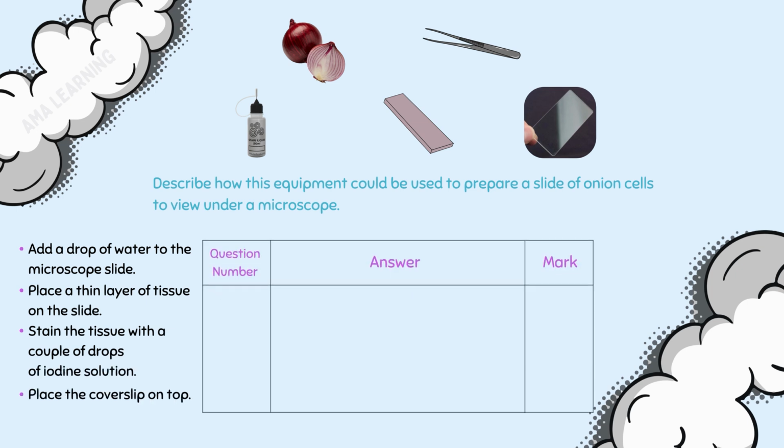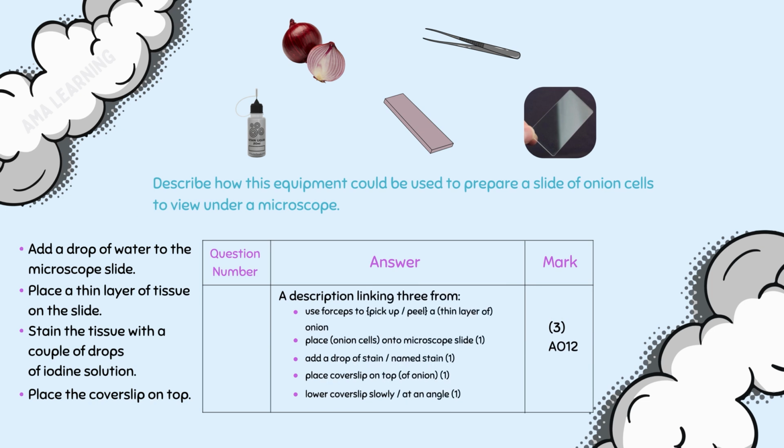Now here's the mark scheme. So we would have got a mark for the second bullet point, the third bullet point, and the fourth bullet point. This would have given us full marks for this question. This is why looking at past paper questions and mark schemes is really important, because it always gives us an insight into what the examiner wants as part of an answer.